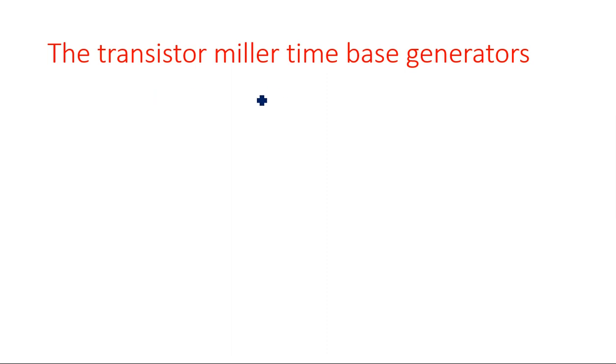In this transistor Miller time based generator, I am going to use a transistor. So we are using a BJT, bipolar junction transistor, to build a Miller circuit. In the previous cases, this BJT was not used.